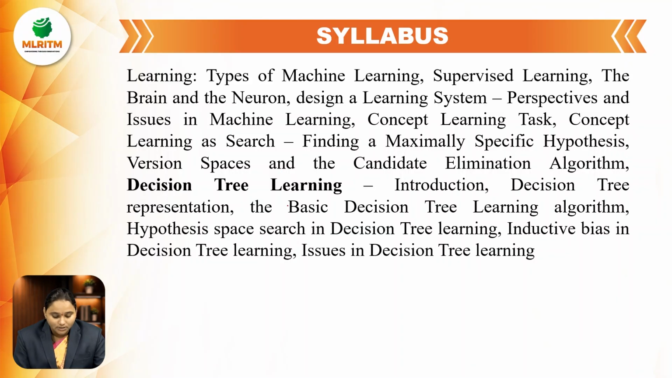And the second part, in unit 1 only, is decision tree learning. We have an introduction and decision tree representation, basic decision tree learning and hypothesis space search in decision tree learning, and inductive bias in decision tree learning. What are the issues in decision tree learning?